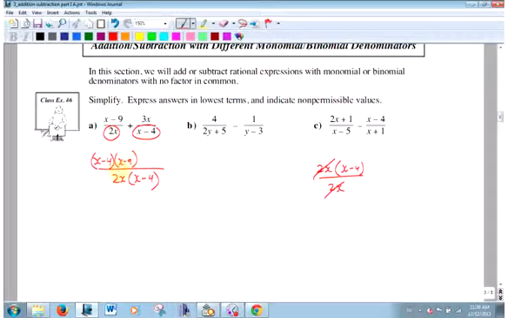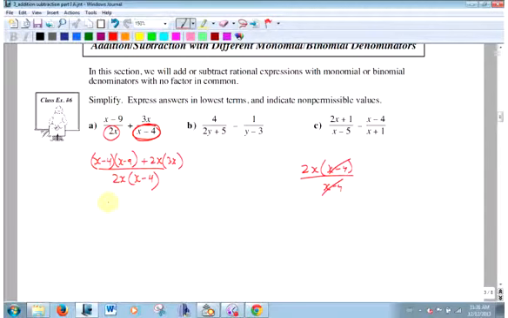Okay? Plus, how many times does x minus 4 go into 2x times x minus 4? 2x. 2x times that. Okay? So what do I got to do here? I have to FOIL. Yeah. Okay. Well, we know how to do that.